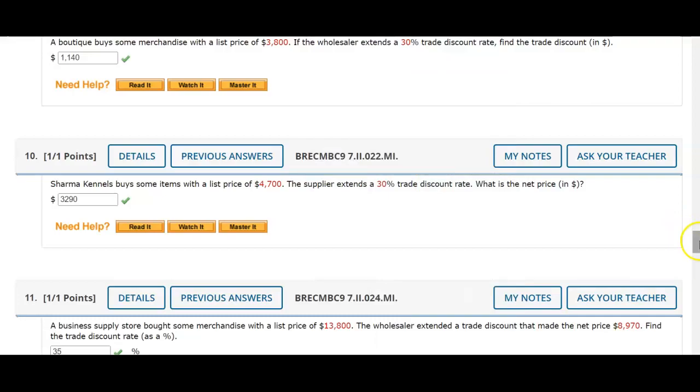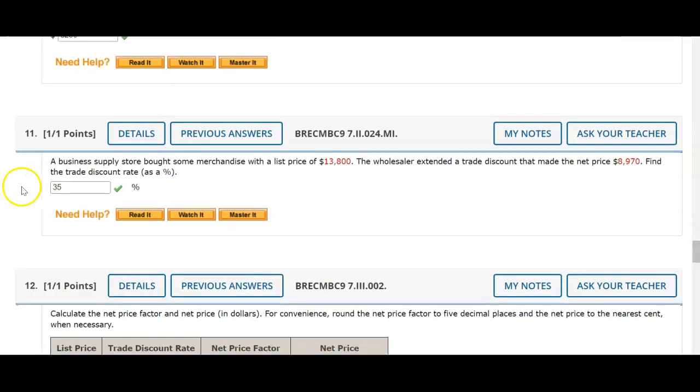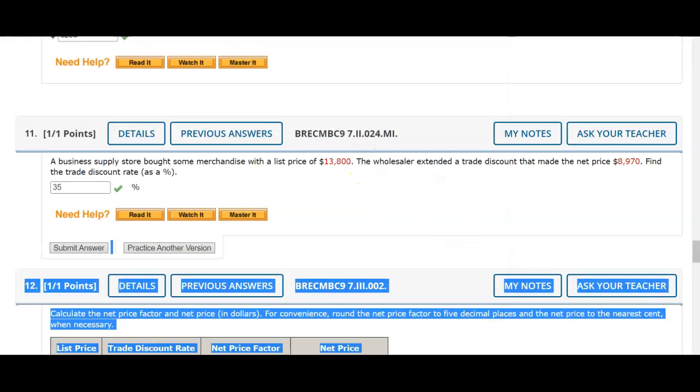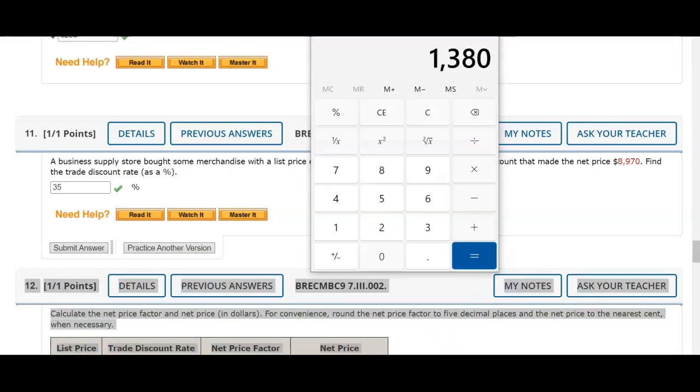Okay, and then the last one. So here we have a list price of $13,800 and a net price of $8,970. Find the discount rate. Okay, well first we got to figure out the discount. So take your list price, subtract what you actually pay to see how much the discount was. So $13,800 minus $8,970. So our discount is $4,830.